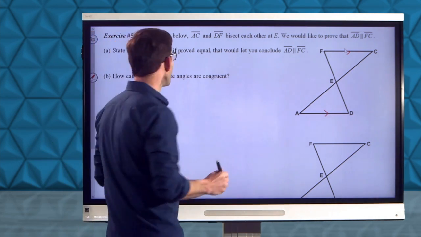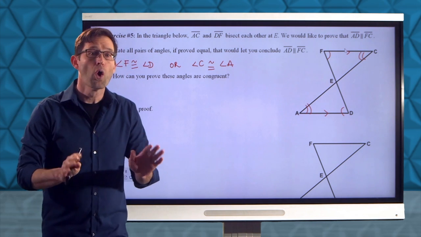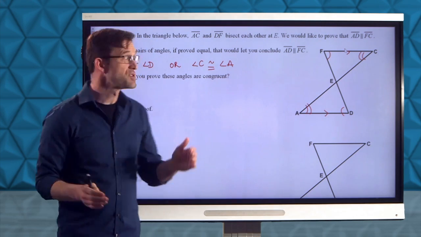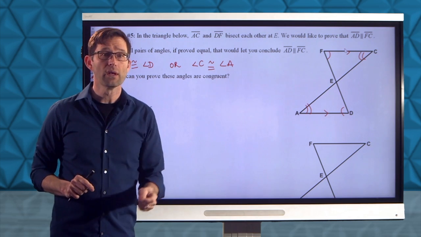Well, if we showed that angle F was congruent to angle D, so if somehow we could show that this was congruent to this, that would be a pair of alternate interior angles. But as well, or, big or, it's not an and, we don't have to do them both, if we somehow showed that angle C was congruent to angle A, if somehow we showed that this was congruent to that. Now remember, we don't know that these angles are congruent. There's nothing in the givens that has told us that these angles are congruent. That's something that we need to prove.